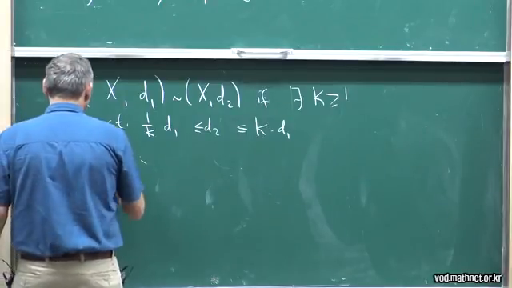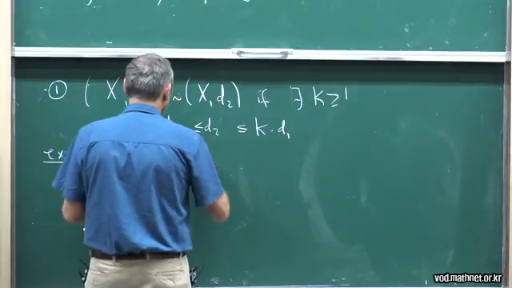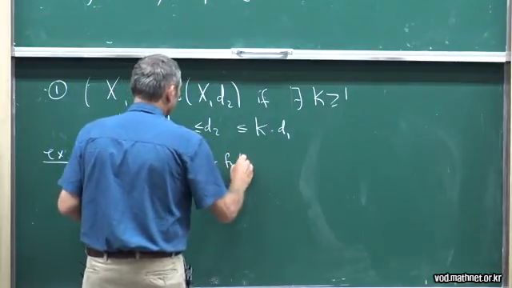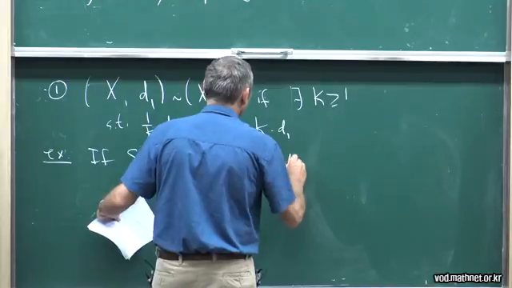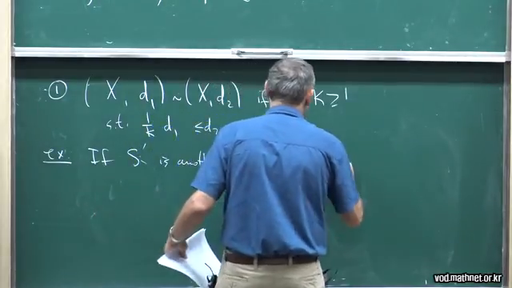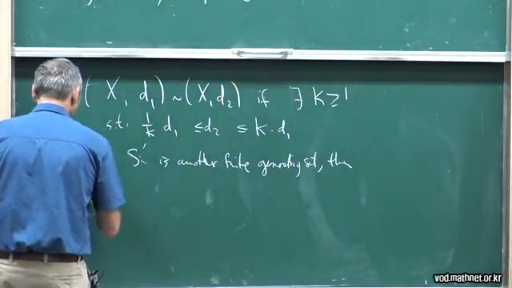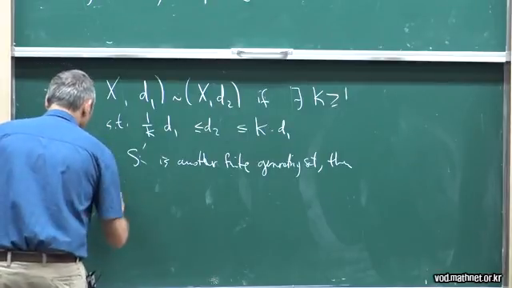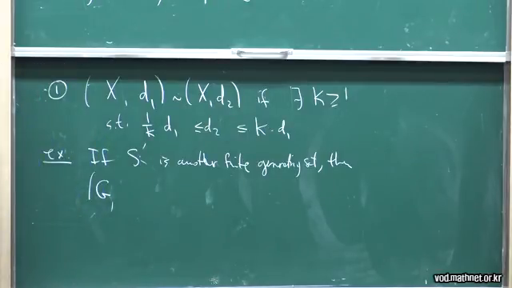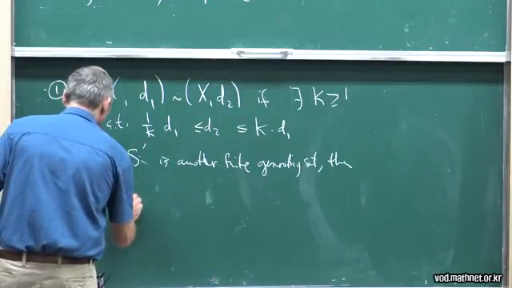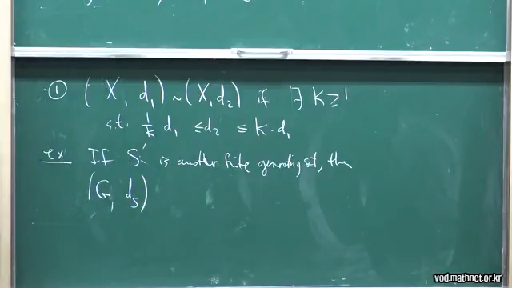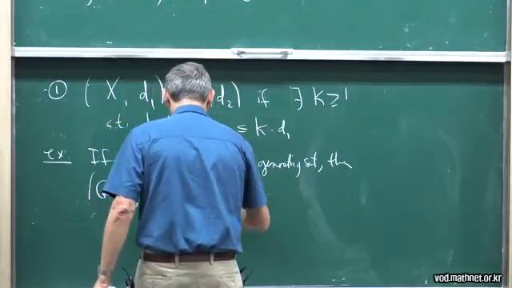Okay, so the main example here is changing the generating set. If S prime is another finite generating set, then the group G with the metric explained over here with respect to S, let me just call it d sub S, the metric that comes from this finite generating set, is equivalent to G with respect to d sub S prime.